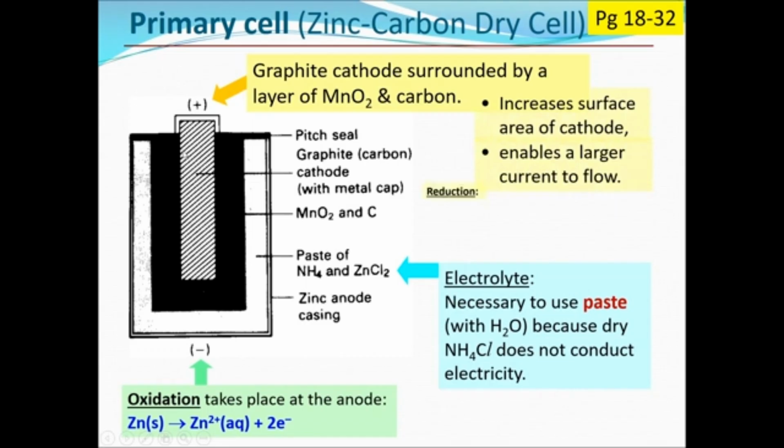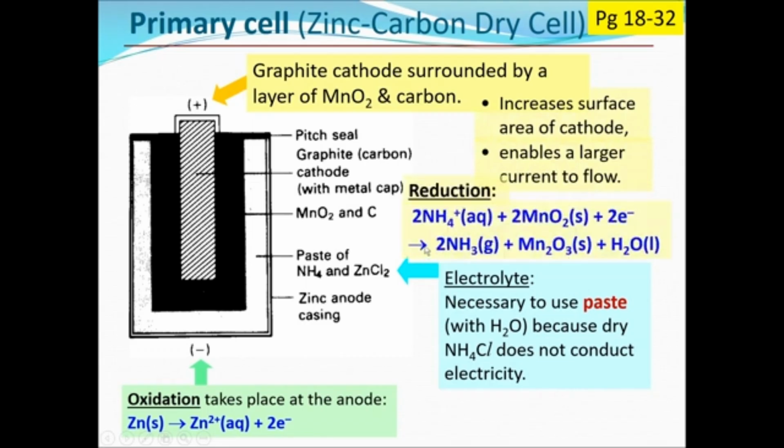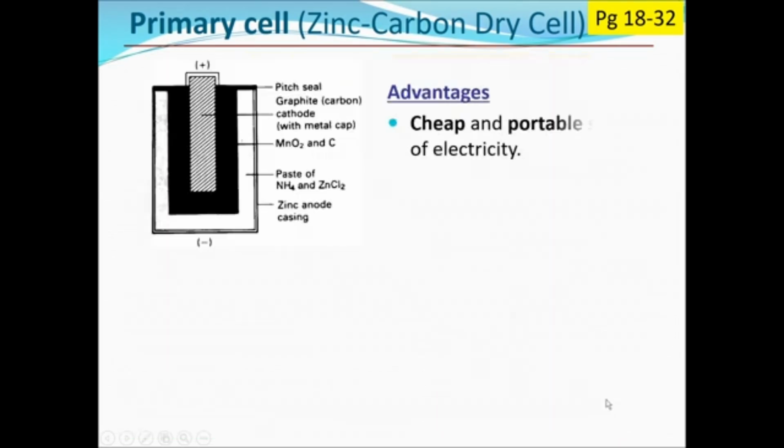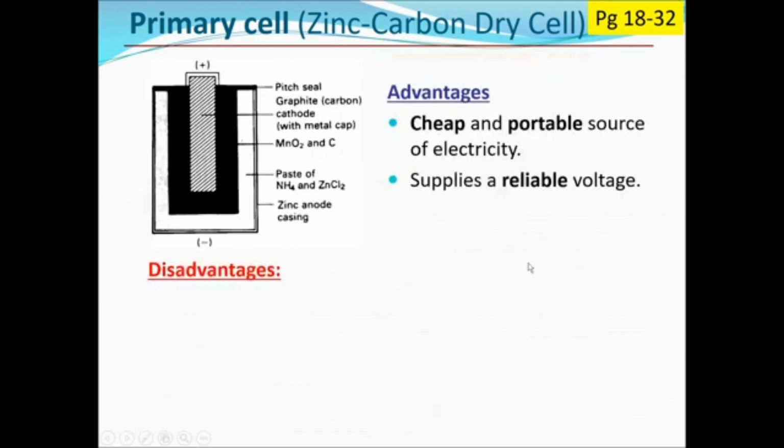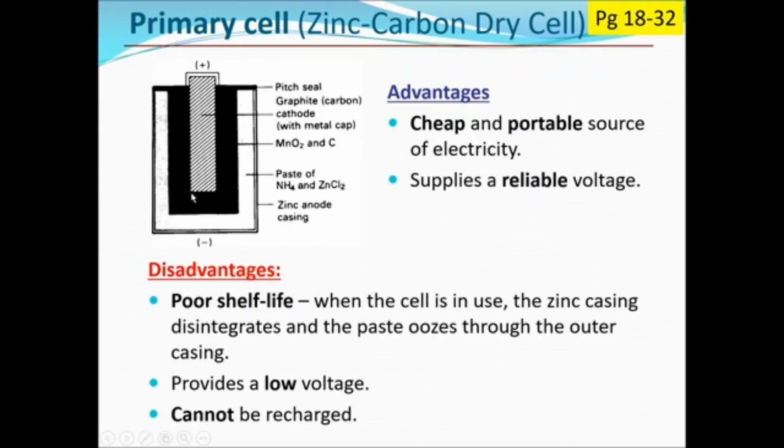So these are the various reactions that are happening: the reduction, the oxidation. You increase the surface area of the cathode in that sense, so that you have a larger current flow, right? The EMF is 1.5 volts, so your AA battery, AAA battery, I think you're familiar with that. It is cheap and portable. It's a reliable voltage, but it's not a perfect shelf life kind of scenario, so that's the disadvantage, right?